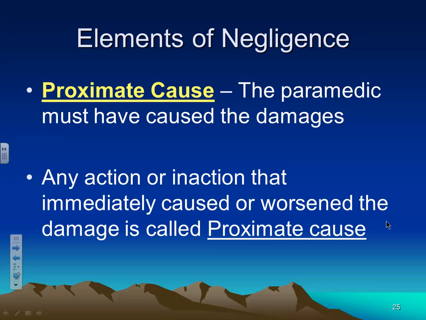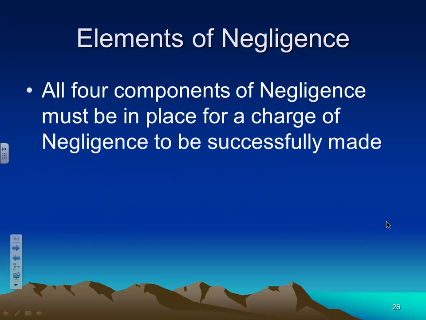Sometimes they may split that if they see that you are partially at fault, then you may end up with some of that on your back. An action or inaction that immediately caused or worsened the damage is called proximate cause. So even though they were involved in the wreck, they had initial spinal injury, but if you fail to put them on a long spine board, you fail to put them on a C-collar, and it worsens their situation, then yeah, they've met the standard here of proximate cause. Does that make sense? All four components have to be in place for them to be successful with that charge.